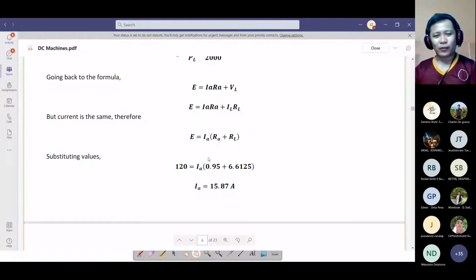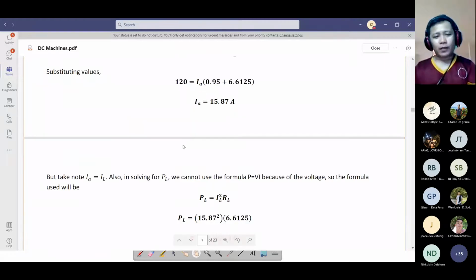Again, para dramatic effect. So, substituting values, you have your generated voltage, 120 volts. Then you don't know your current yet, but you are given your armature resistance and you have solved the load resistance. So from here, you can solve for IA is equal to 15.87 amperes. Okay? Take note, IA is equal to IL.